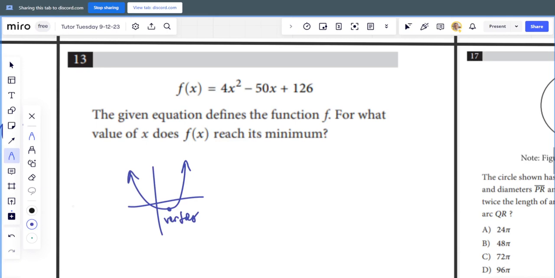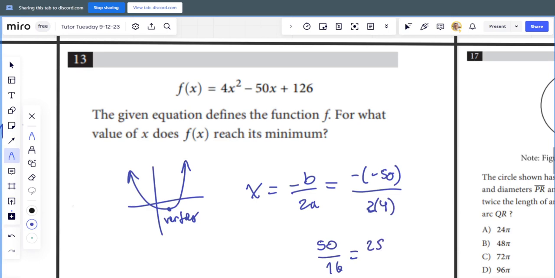The value of x for which we find the vertex is just equal to negative b over 2a, which in this case is the negative of negative 50 over 2 times 4. Right, so 50 over 16, that's equal to 25 over 8. That's about 6.25. So this is the x value for which we get our minimum. Yeah, the SAT covers up to like Algebra 2 and pre-calc, and I would say this is more like an algebra or Algebra 2 problem.